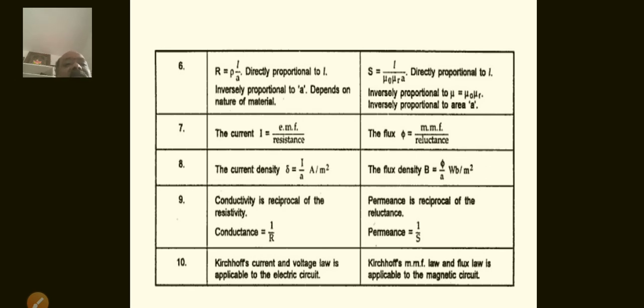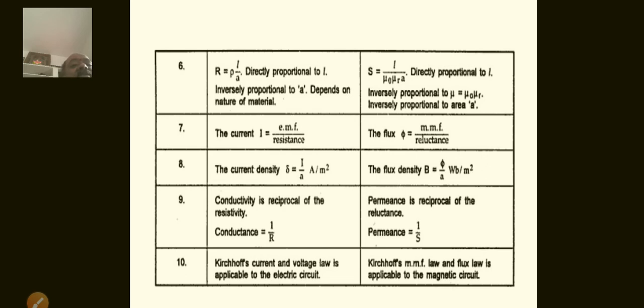Now coming to this side, the reluctance S is directly proportional to the length and inversely proportional to mu. What is mu? Permeability. That permeability is equal to the product of the permeability of free space and the relative permeability. And again it is inversely proportional to the area of cross section. So this is the main relation between resistance and the same thing in a magnetic field. If these parameters vary, then automatically S should vary. The current in the electric field is V by R, the EMF by resistance. And the flux is the magnetomotive force by reluctance, F by S, here phi.